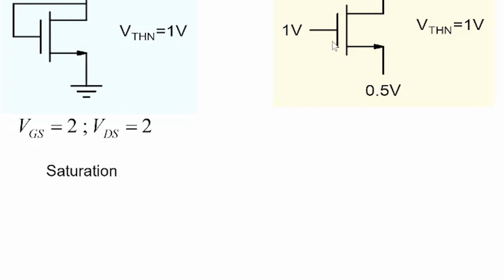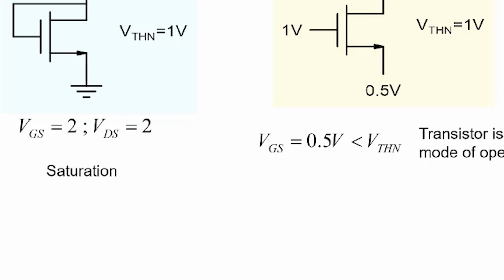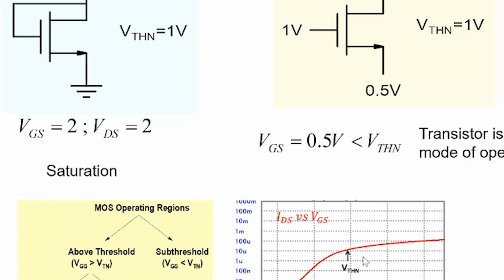What about this one? Note that this is 1 volt and this is 0.5 volt. So 1 minus 0.5 is 0.5 volt, which is less than the threshold voltage. So my transistor is in the subthreshold mode of operation, somewhere over here in the subthreshold region.